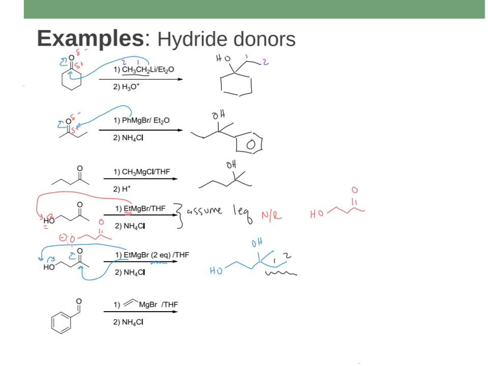And then lastly, in this one, here's an example of a vinyl Grignard reaction. So we have a MgBr hanging off of an alkene, which is totally fine. And then this is just going to attack that carbonyl to give us this alcohol. That's how we use those organometallic reagents on carbonyls.